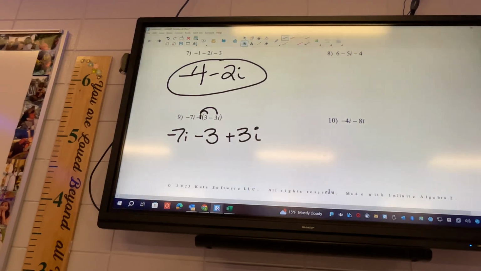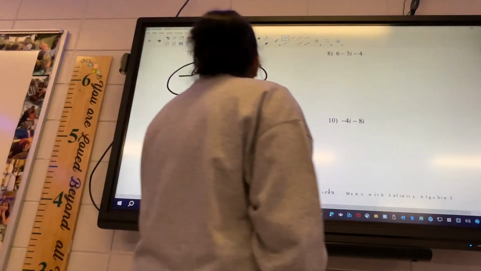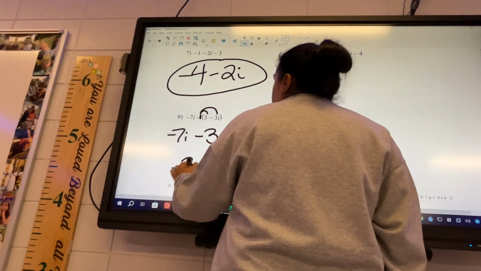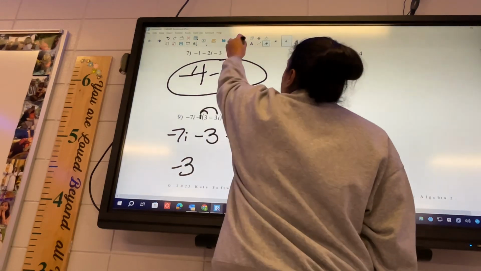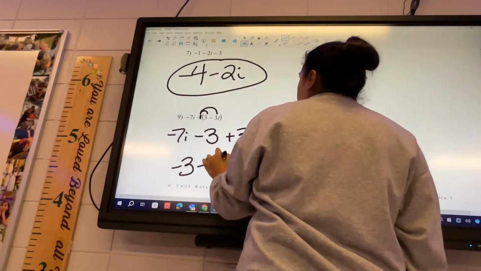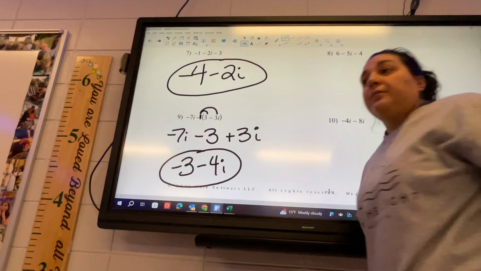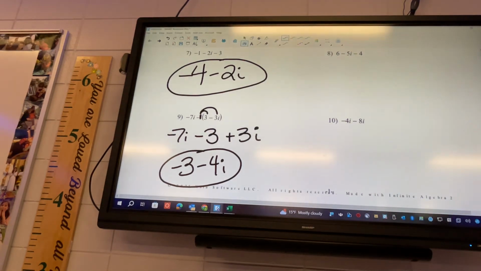So now if you're looking at this, who can get put together? The 7I and the positive 3I. Okay, so -7 plus 3 is -4I. So it's going to look like -3 plus, just kidding, minus 4I. Okay, and if you remember, the I part has to go second.